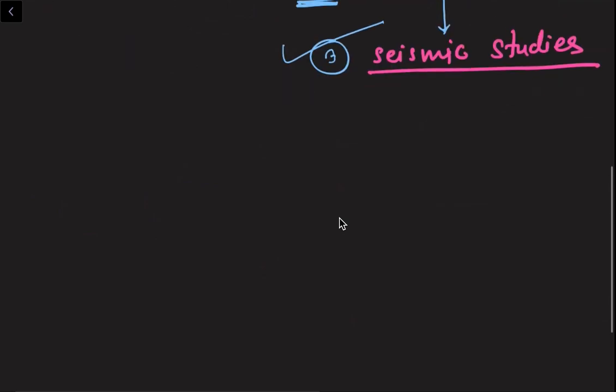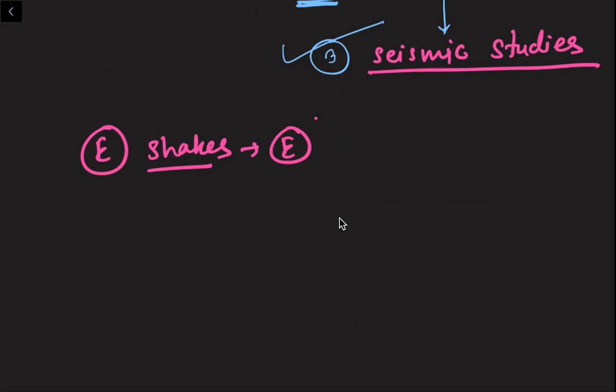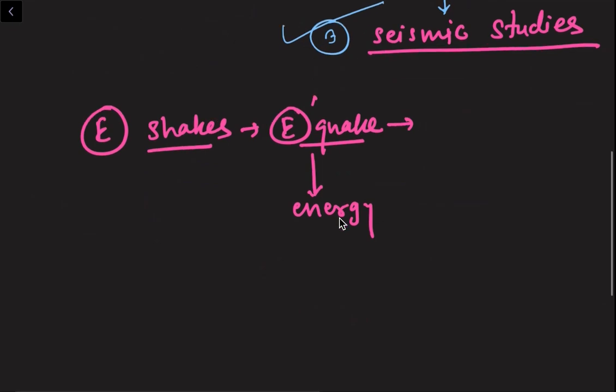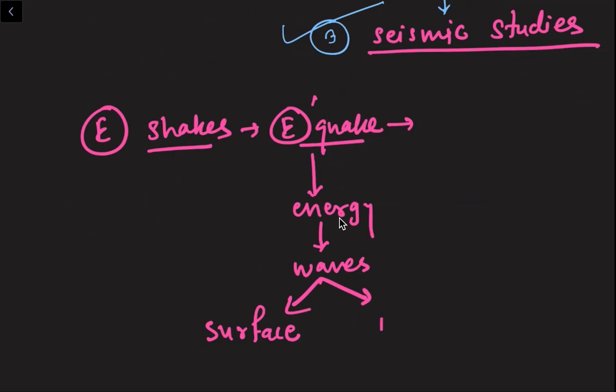Let us see. Understand first that whenever Earth shakes, or we call it an earthquake, Earth releases energy. This release of energy is in the form of waves. These waves are of two types. One is a surface wave, another is a body wave.